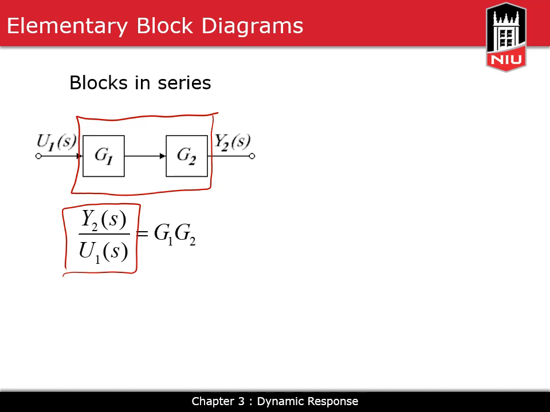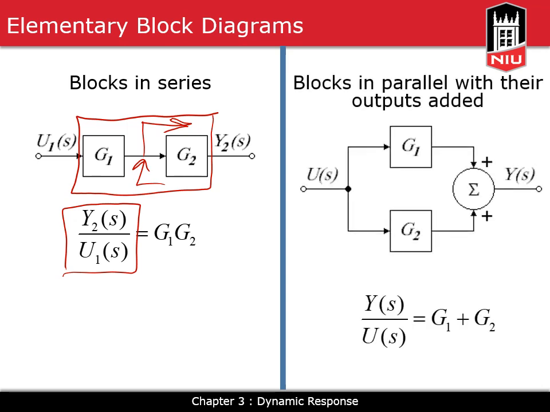Pay attention. Blocks in series should not have any summation point or any pickoff point in the middle. So basically the output of G1 should go directly to G2 without any signal getting taken away from that point in between. Nothing like this, or any signal getting added up to that output of G1. Those should not be there, otherwise you cannot consider those two blocks as blocks in series. The output of one should directly go to the other one without any interruptions.